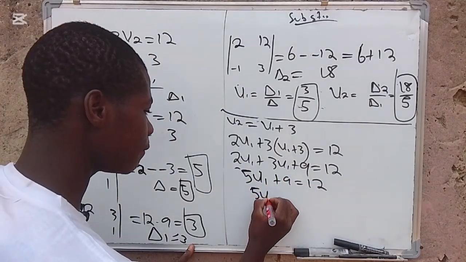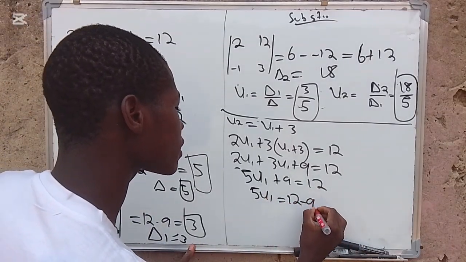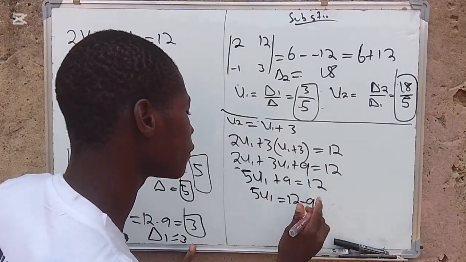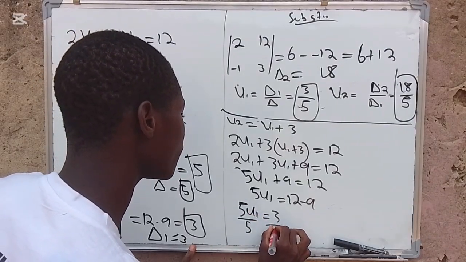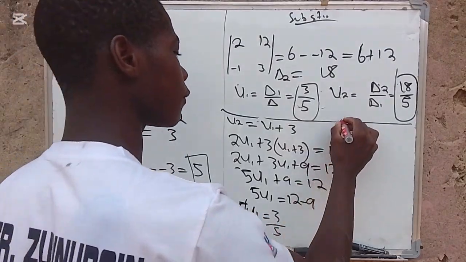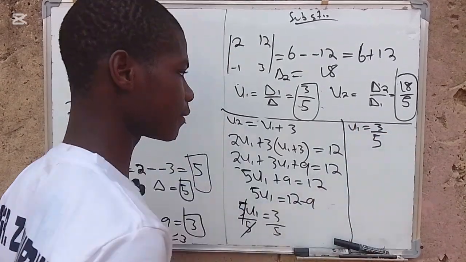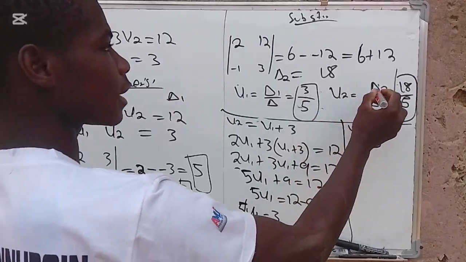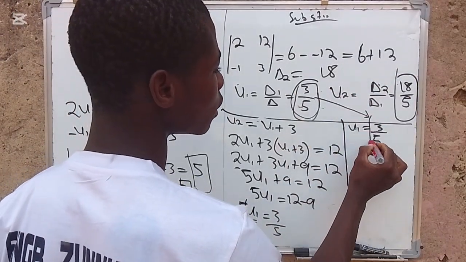So for 5v1, when 9 crosses the equal sign it becomes negative. 12 minus 9, so 5v1 is equal to 3. If I divide both sides by 5, the 5 cancels, so v1 is equal to 3 over 5. As you can see, v1 is the same as the one from Cramer's rule.